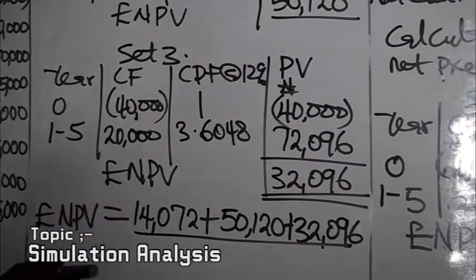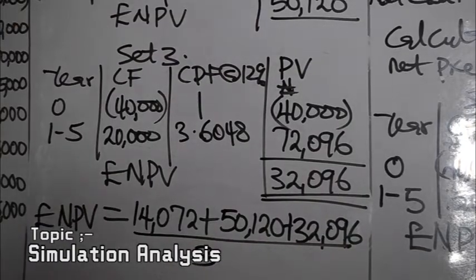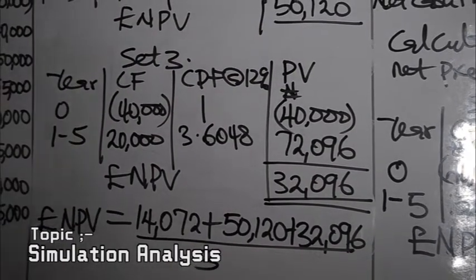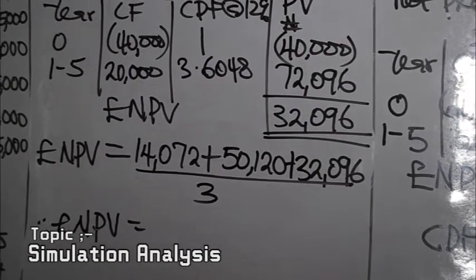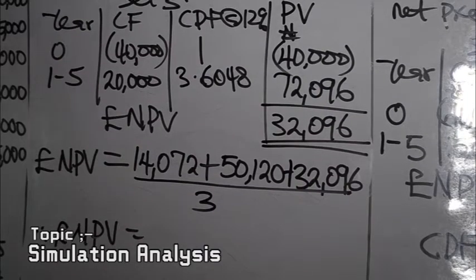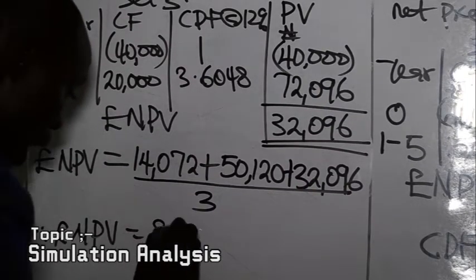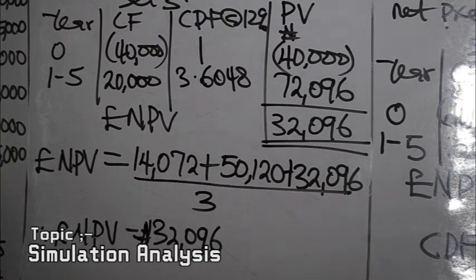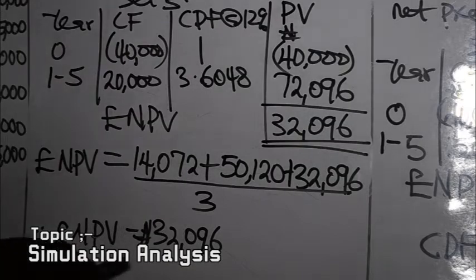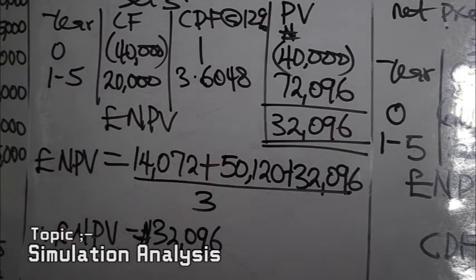Since there are 3 sets of cash flows, you divide by 3. Therefore, the expected net present value of the project is 32,096 naira. If you add 14,072 plus 50,120 plus 32,096, the total is 96,288, and if you divide 96,288 by 3, it gives us 32,096.